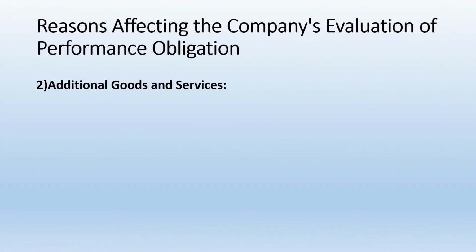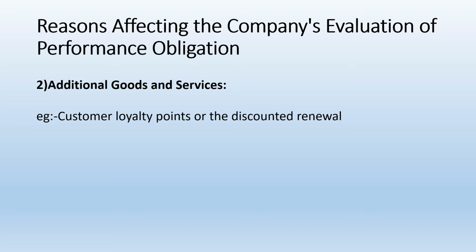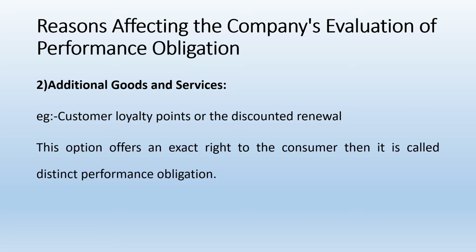The second one is additional goods and services. The customer will have certain options regarding the additional goods and services. These options may include things like customer loyalty points or a discounted renewal of the contract. If this option offers an extra right to the customer, then it is called a distinct performance obligation.